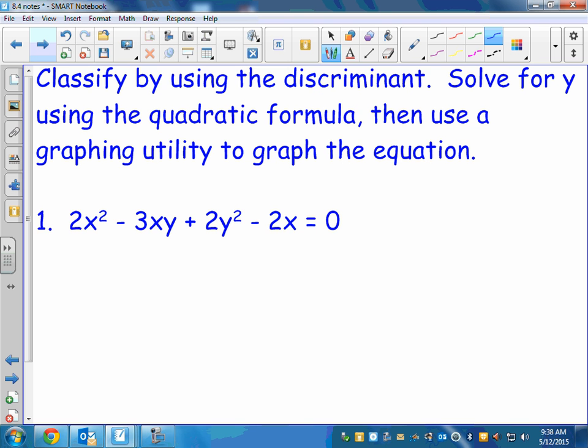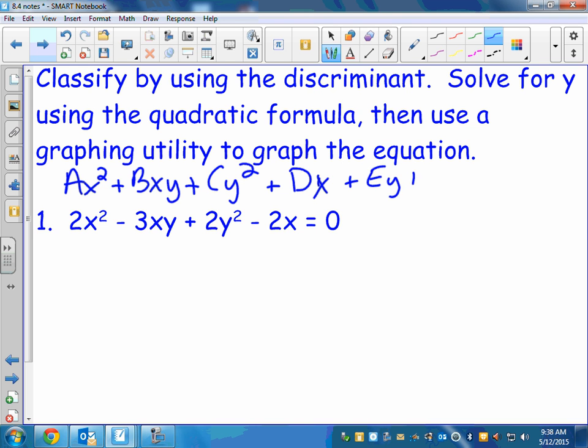So step 1, if we look back at the very first page, it was ax squared plus bxy plus cy squared plus dx plus ey plus f. It doesn't really matter what all these other ones are. It just matters that you know what a, b, and c are. The discriminant is b squared minus 4ac.